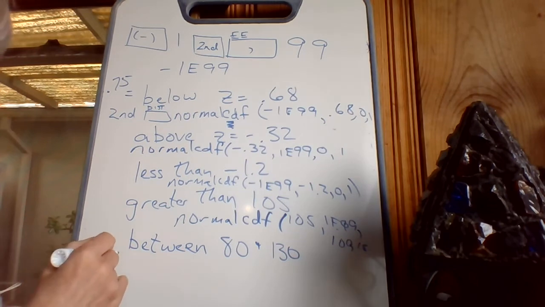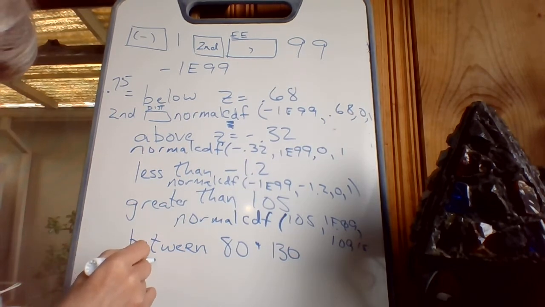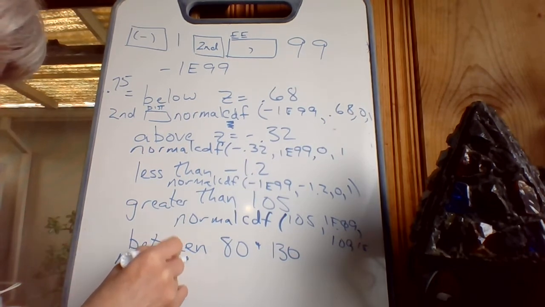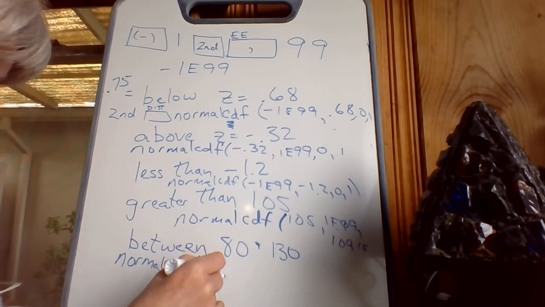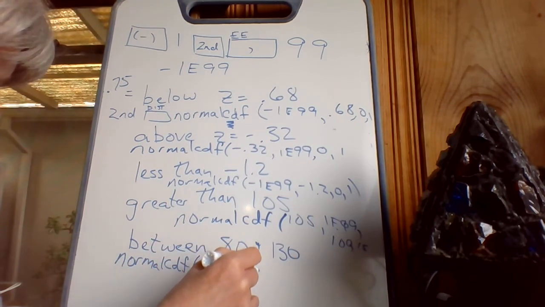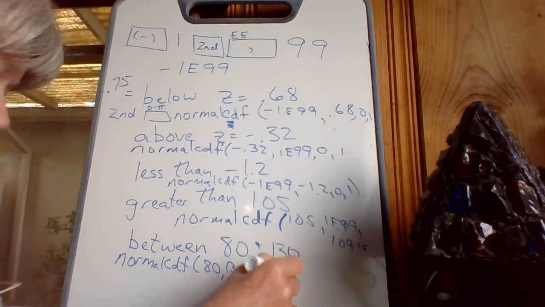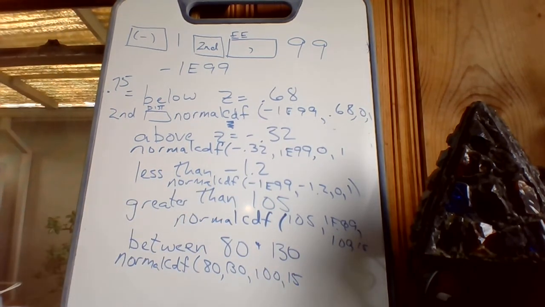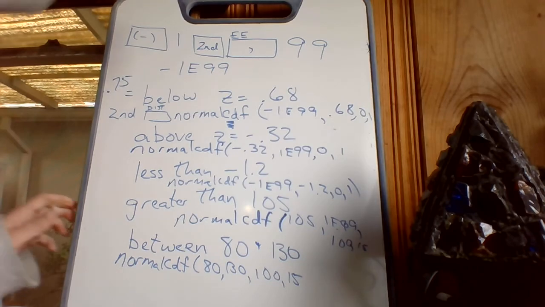And between is the best kind. Normal CDF, 80, 130, 100, 15. Because the betweens don't have any 1E99 stuff on them.